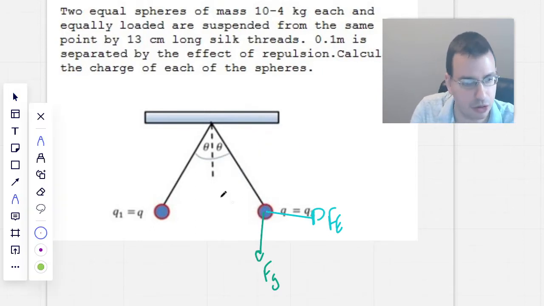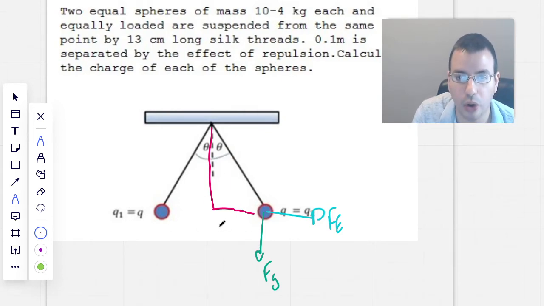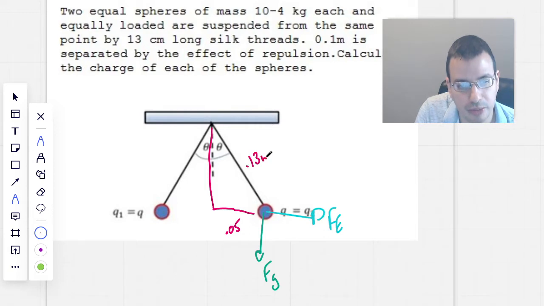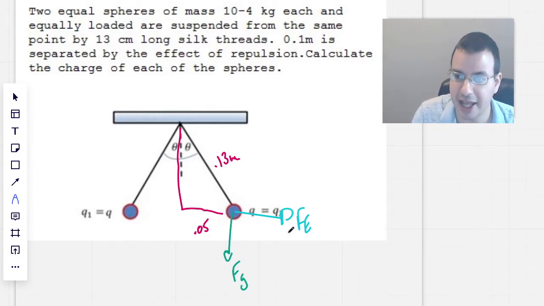So let's see here real quick. Draw these a little bit bigger. So we know that this whole thing right here is 0.1 meters. So this right here is going to be 0.05 meters, half of 0.1. This is going to be 0.13 meters. And we have some angle theta there. We don't really care about that angle. We care that it is the same as that one. And we could find that angle using these and SOHCAHTOA.